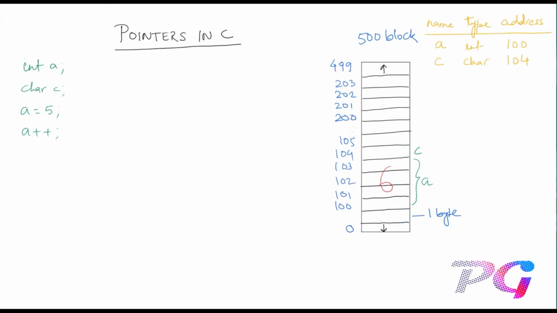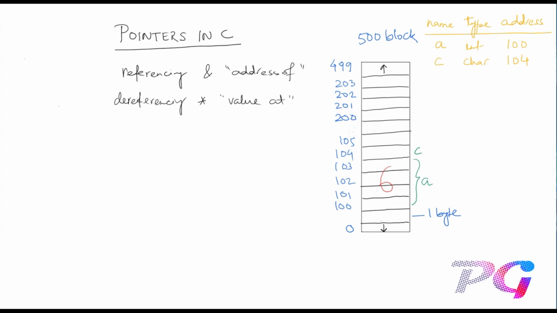A pointer uses two operators. One is the referencing operator, that is the ampersand symbol. It is also known as address of. The second operator is known as the dereferencing operator, that is the asterisk, and it is also called value at. Now consider the declaration int a equals 5.